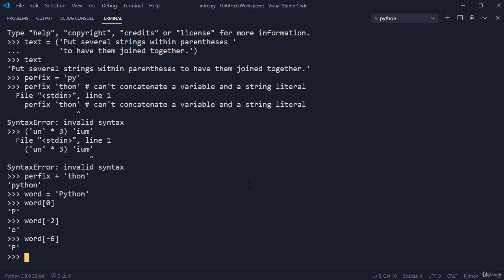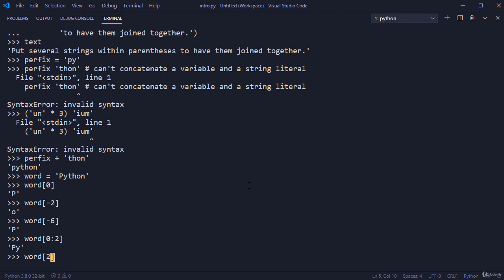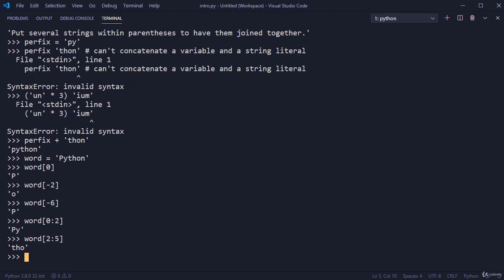In addition to indexing, slicing is also supported. While indexing is used to obtain individual characters, slicing allows you to obtain substrings. We have two examples here.